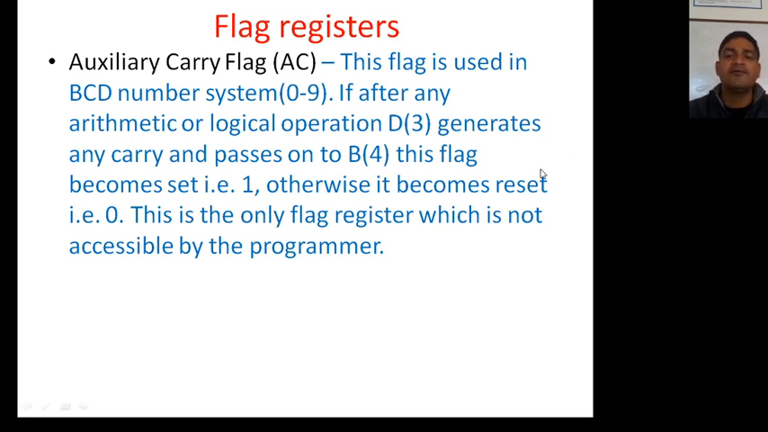Next, auxiliary carry flag. This flag is used in the BCD number system, meaning from 00 to 99. This flag becomes set when D3 generates a carry and it passes to D4. Otherwise, this flag becomes reset. This is the only flag among the 5 flags which is not accessible by the programmer because it is internally generated.